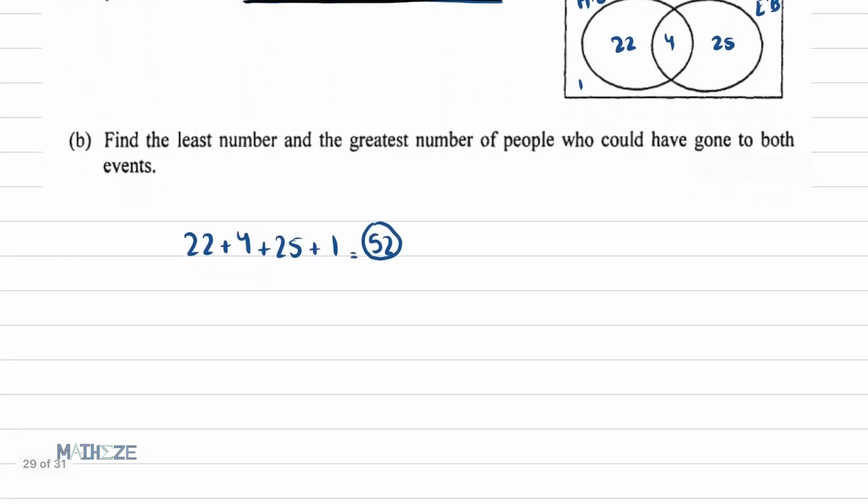You get this? Now, part B. Find the greatest and least value of number who could have gone to both events. So, for the least value, I'm going to make a Venn diagram like this.